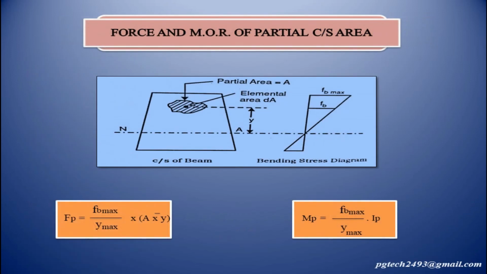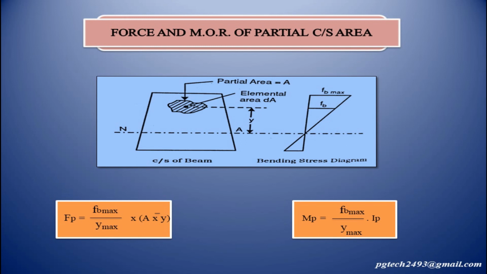Force and moment of resistance of partial cross sectional area. Figure shows the cross section of the beam subjected to bending stress. Let A be the partial area and dA be an element of the partial area located at a distance y from the neutral axis. Let Fb max be the maximum bending stress in the beam cross section.